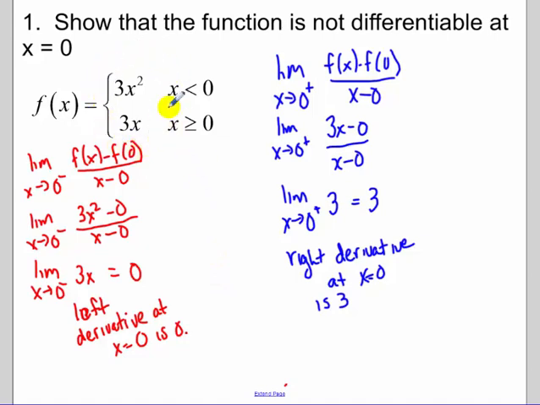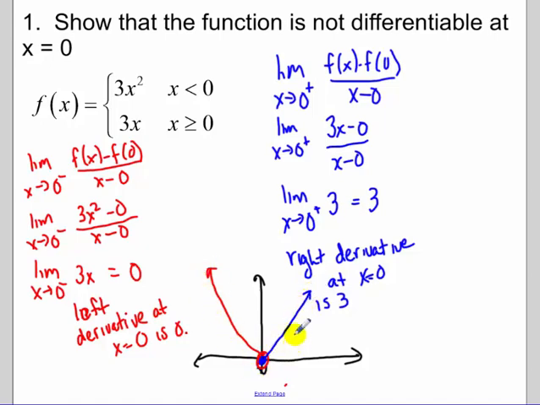If you were to graph that function, think about it. So for numbers less than 0, we're going to have something that looks like a parabola. And technically that should be an open hole. And then for numbers greater than 0, we're going to have a line. So two different functions meeting, derivatives are not the same, so therefore our function is not differentiable.